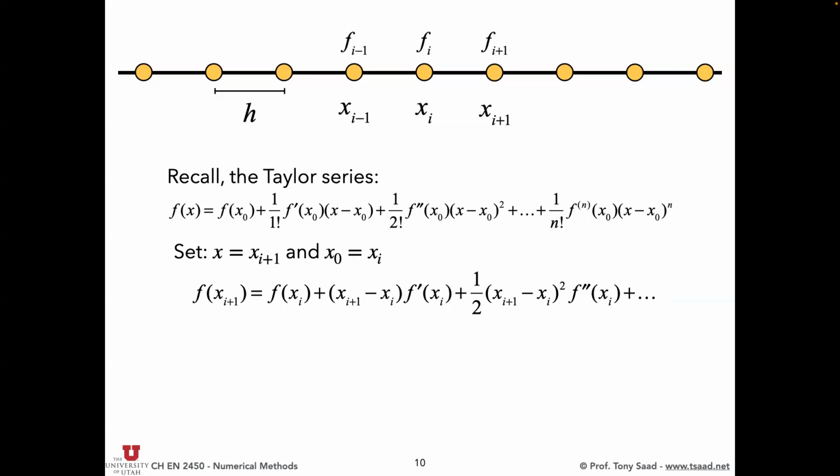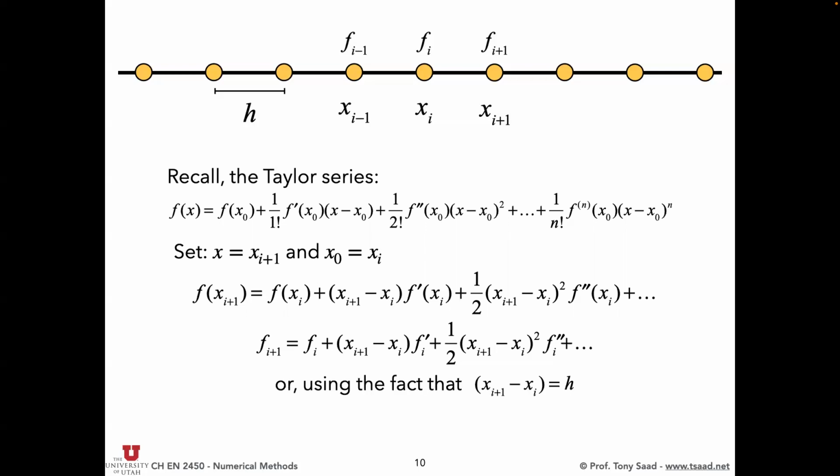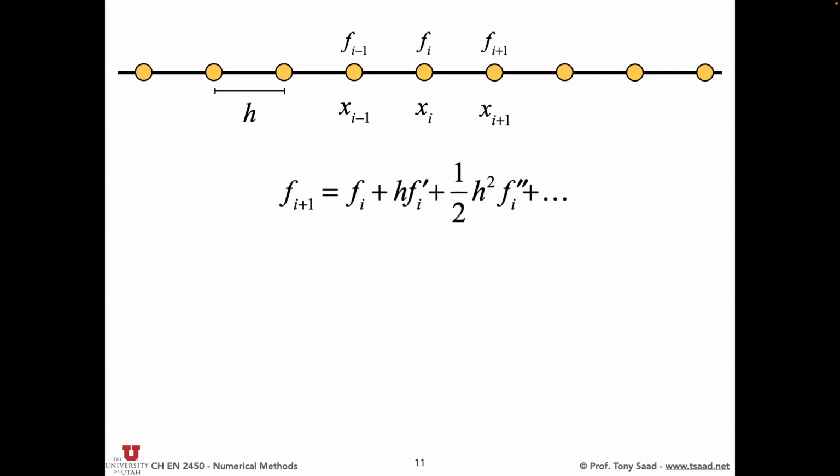Now you can further simplify this. I'm going to replace f of xi plus one with f sub i plus one, and f prime of xi with f prime i, and so on. But there's also one more thing we can use to simplify. We said that the spacing between any two consecutive points is fixed at h. So xi plus one minus xi is h, same thing here, h, so you get h squared, and so on. So when you do this, you get this really nice compact form that says f i plus one is f i plus h f prime i plus one half h squared f double prime i, et cetera.